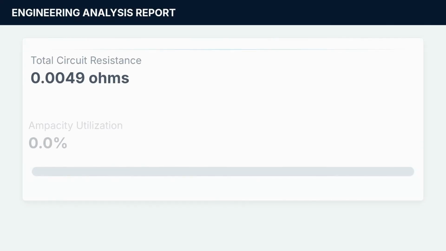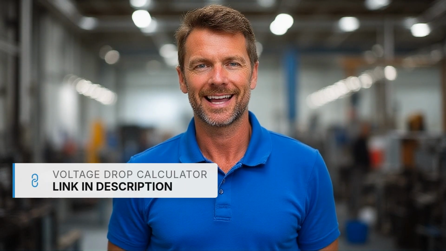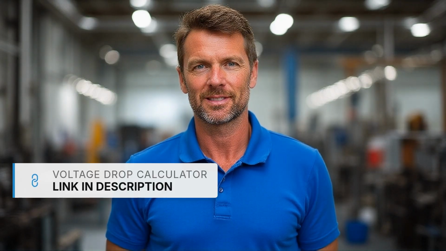Total circuit resistance equals 0.0049 ohms. The ampacity utilization is only 6.6%, indicating significant capacity headroom. This calculator prevents undersized wiring and excessive voltage drops in your electrical designs.